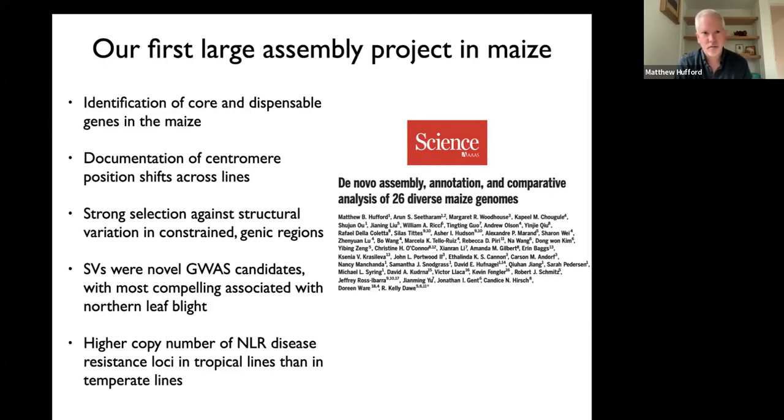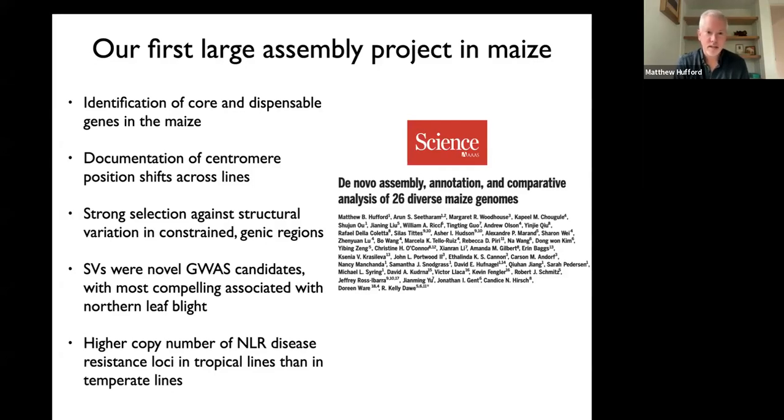gene content varied. So we were able to look at identification of the core genes, the genes that were found in all of the maize lines that we sequenced, and have the set of dispensable genes as well, those that were variable, present or absent across the various different NAM founders. Kelly Dawe's group documented some interesting patterns of centromere shifts across these lines, where the centromere was at one position in a subset of the NAM founders and in another position in another subset. So over evolutionary time, there have been shifts in the position of the centromere.